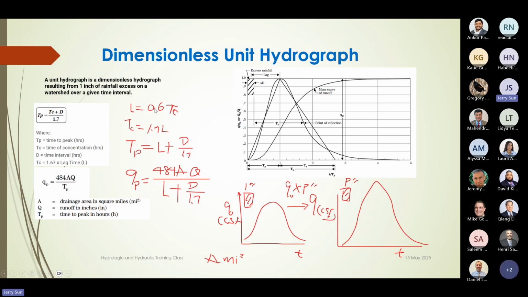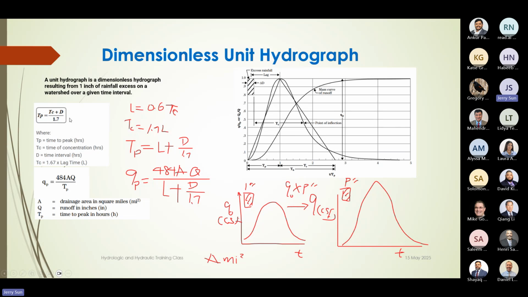the NRCS uses 0.6 Tc. This number is really based on the field test. There's no special reason there. So you get lag time. Basically the critical thing is the Tc. Of course, you calculate Tc, you get a lag time, and then the Tc comes out equal to 1.7 lag time.